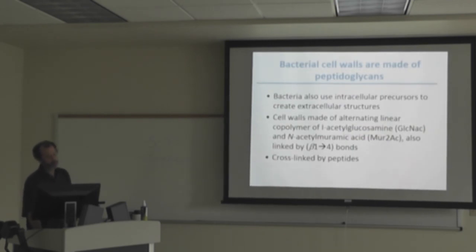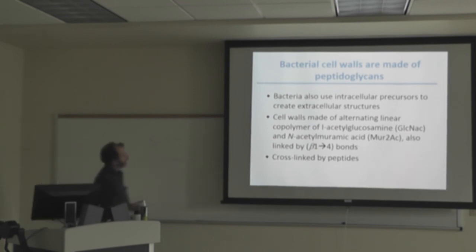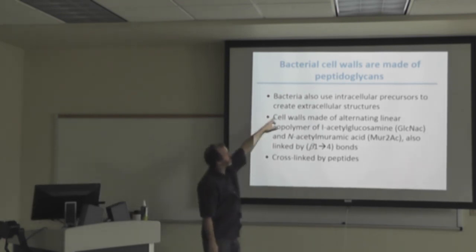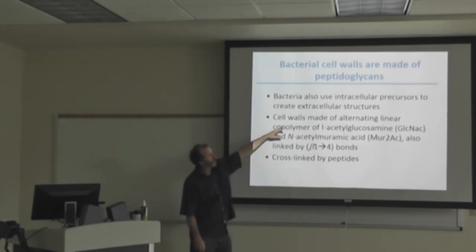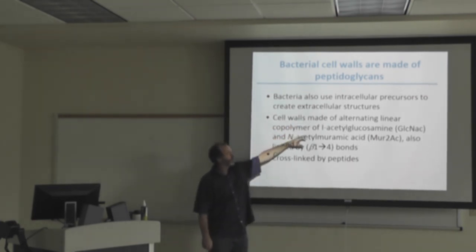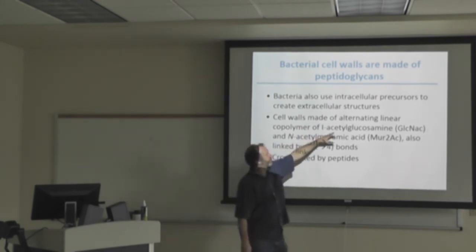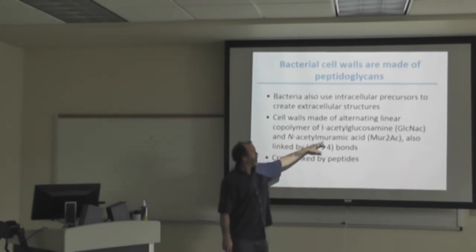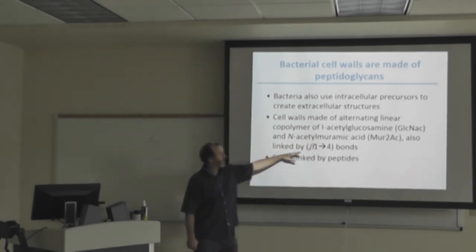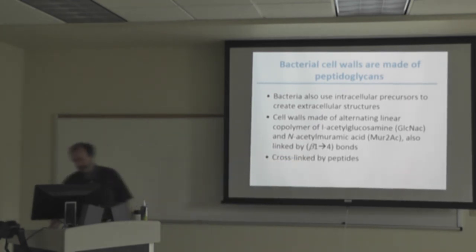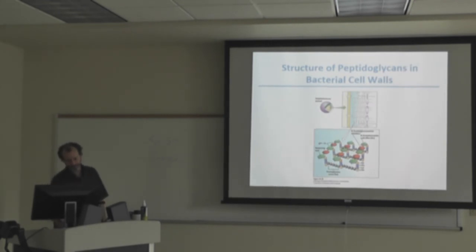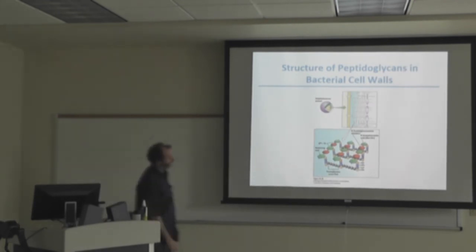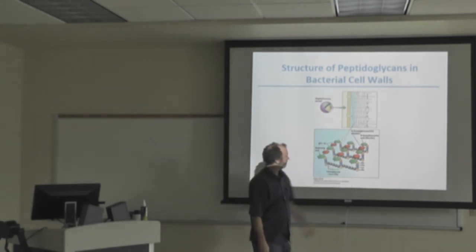And the bacterial cell walls are made of peptidoglycans, because remember from micro. And they use intracellular precursors to create that extracellular structure. Cell walls are made from alternating linear polymers of N-acetyl-glucosamine and N-acetyl muramic acid, also linked by beta 1 to 4 bonds, just like cellulose. And then they're cross-linked by peptides to hold those together. The pentaglycine cross-link holding those together.